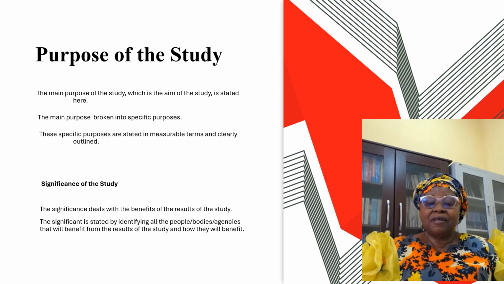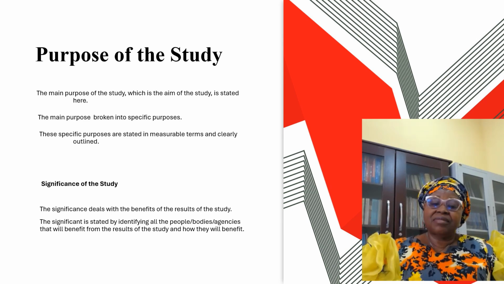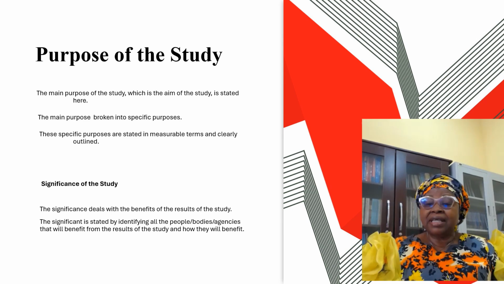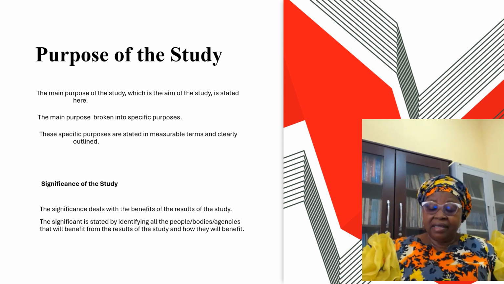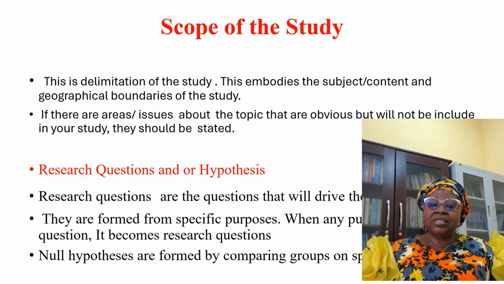Purpose of the study. The main purpose of the study, which is the aim of the study, is stated. The main purpose is broken into specific purposes. These specific purposes are stated in measurable terms and clearly outlined. That's purpose of the study.